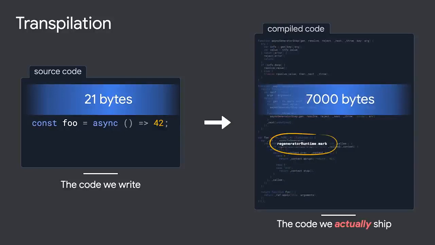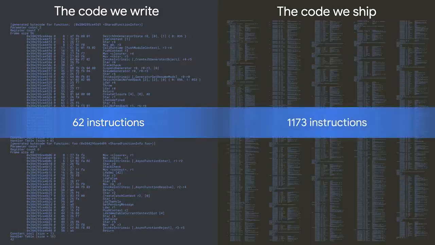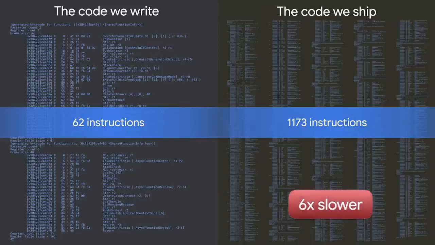Obviously, the transpiled code will take longer to load than the original version. It's larger, but the dramatically larger compiled code also runs significantly slower once downloaded. JavaScript code gets compiled to instructions that are executed by a virtual machine, and we can count those to estimate how much work is required to run a given program. So our original async function compiles to 62 instructions, whereas the transpiled output compiles to over 1,100. We can also benchmark these side by side, and the transpiled version executes more than 6 times slower.